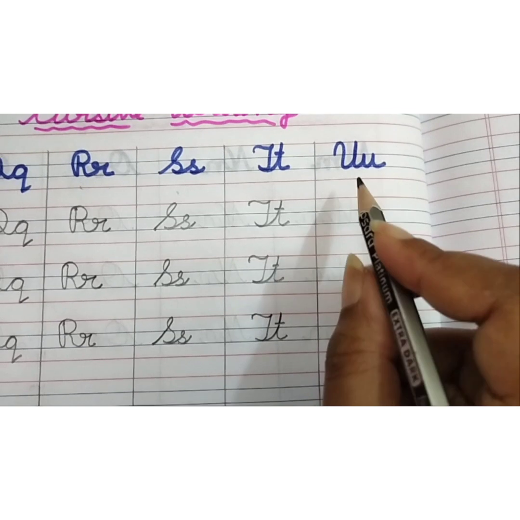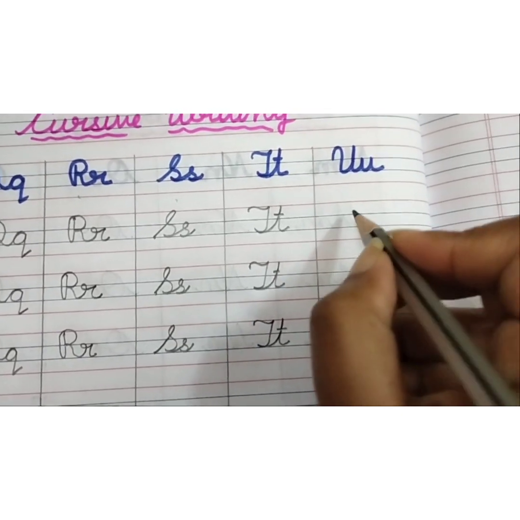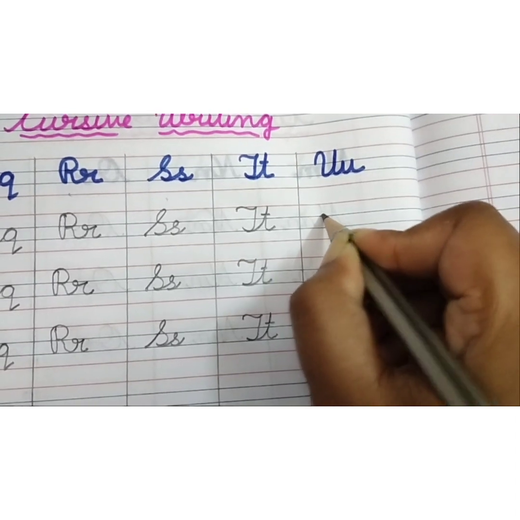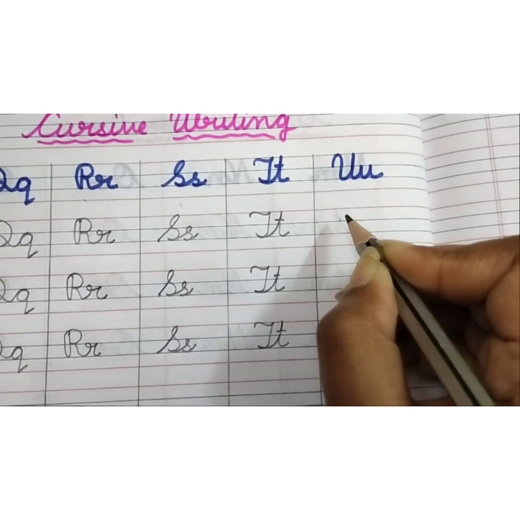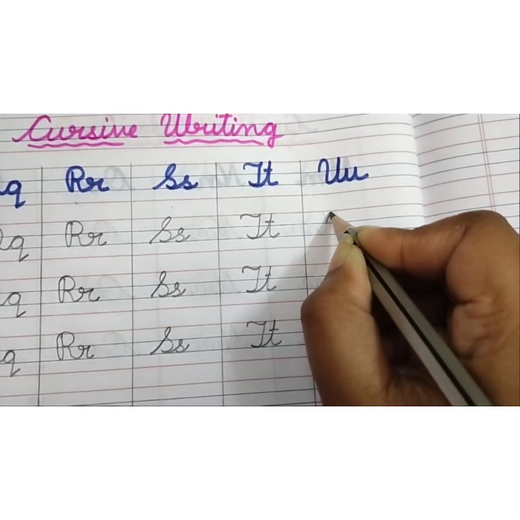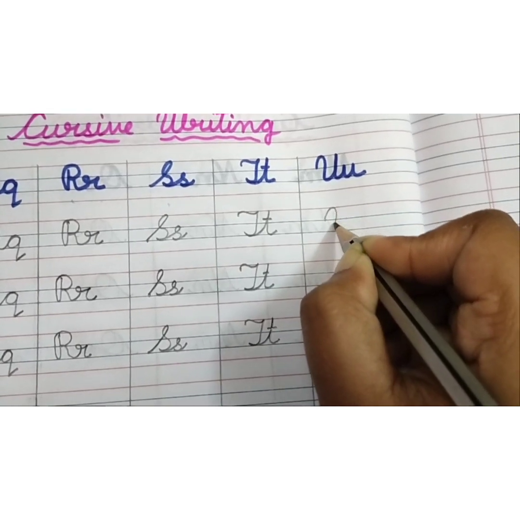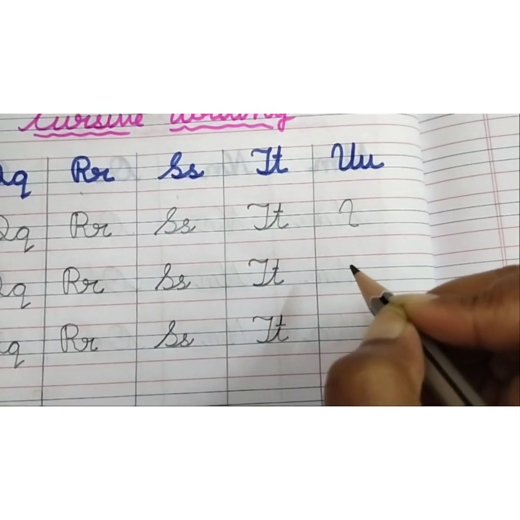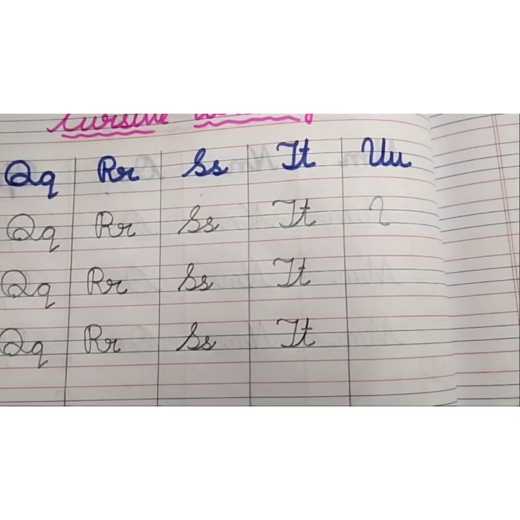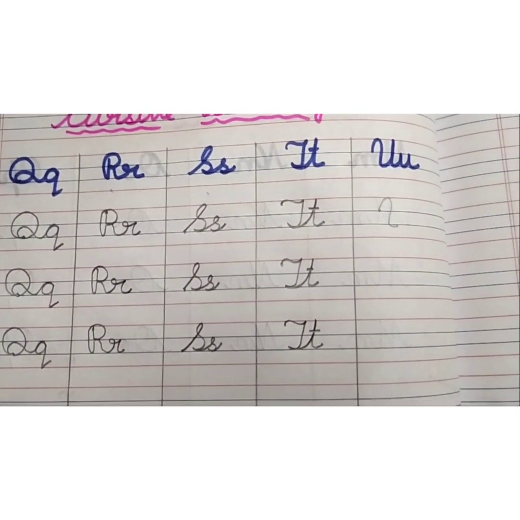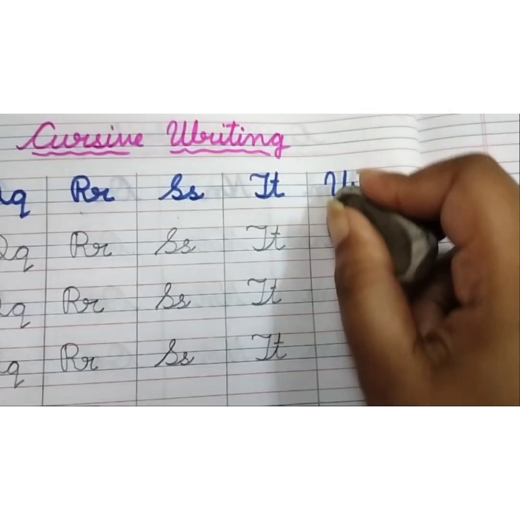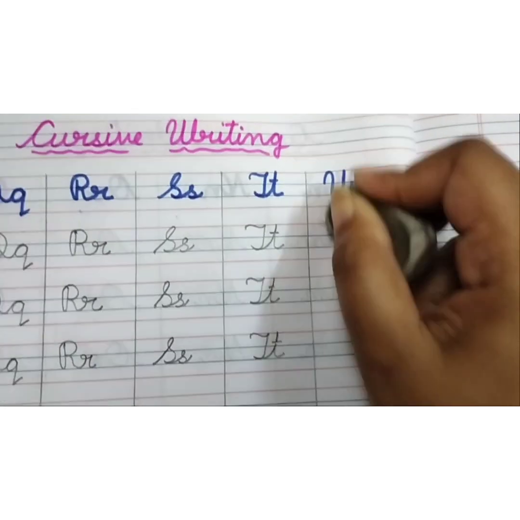U. It's U. So now I will show you how to write U. For writing U, this is our starting point. From here, we will go up to the red line. Then we will come down. We will touch the blue line. Oh. See, I went out of the line. So what shall I do? I shall erase this, right? So I will erase this. And again I will write it.